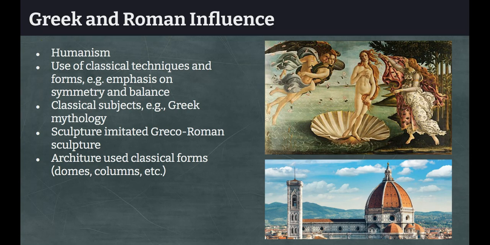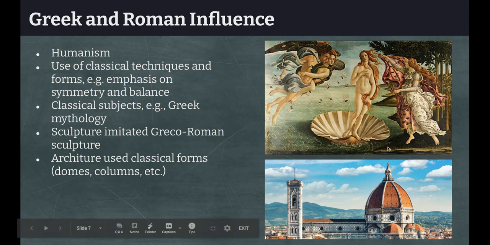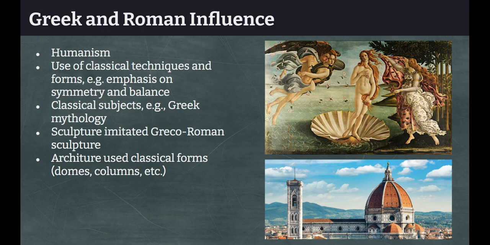So Renaissance art focused on classical techniques and forms. For example, an emphasis on symmetry and balance. It also depicted classical subjects, people from Greek and Roman mythology. So this here, by the way, heads up, lots of nudity in this PowerPoint. This here is a painting by Botticelli, and it depicts Venus, who was a Roman goddess, also Aphrodite, if that's her Greek name. So that is a depiction of her birth.